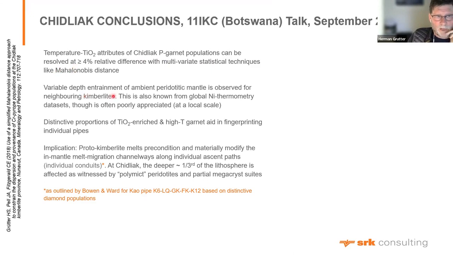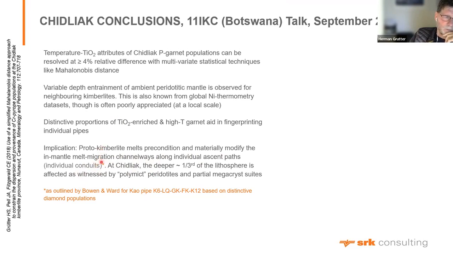We see variable depth entrainment of the ambient peridotitic mantle for neighboring kimberlites. I think that point was very well made by looking at this previous image. This is also known from global nickel thermometry data sets, though it's often poorly appreciated at a local scale. We can fingerprint individual pipes using this technique. And there's an implication that we can see all this variability from one kimberlite to the next, which is this: protokimberlite melts precondition and materially modify the melt migration channelways along individual ascent paths. You can also call it a conduit.